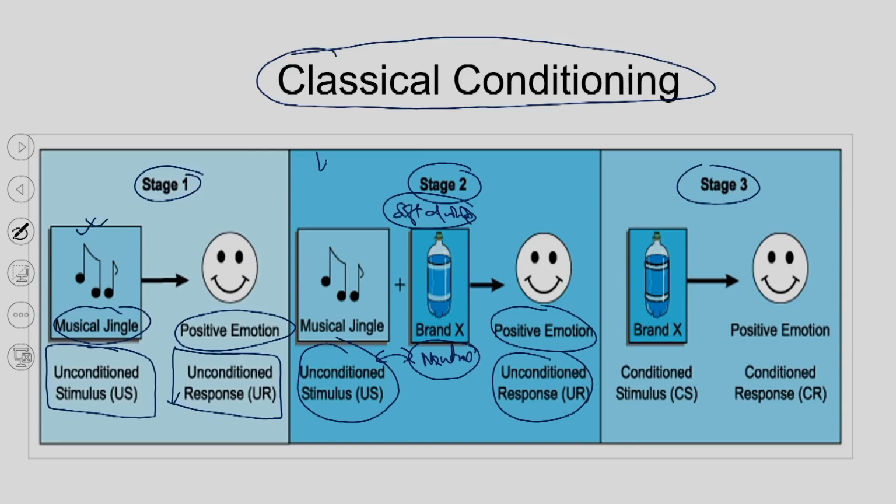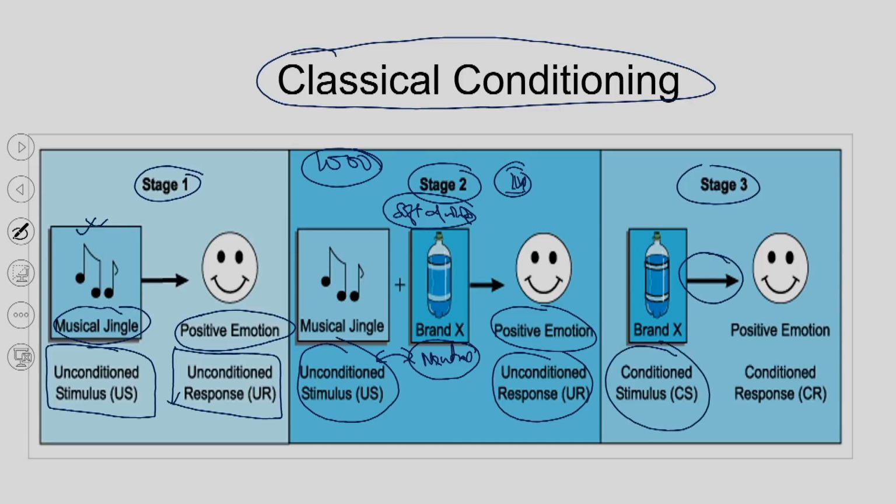So, this is 1000 pairings maybe, or a number of pairings. This is stage 3. Stage 2 is not depicted here, because alone this brand is not giving any kind of effect. And so, what later happens is, if I do it 1000 times, at stage 3 this brand X leads to positive emotion.